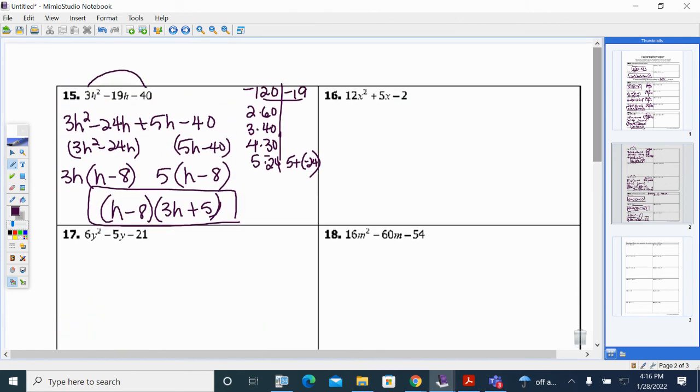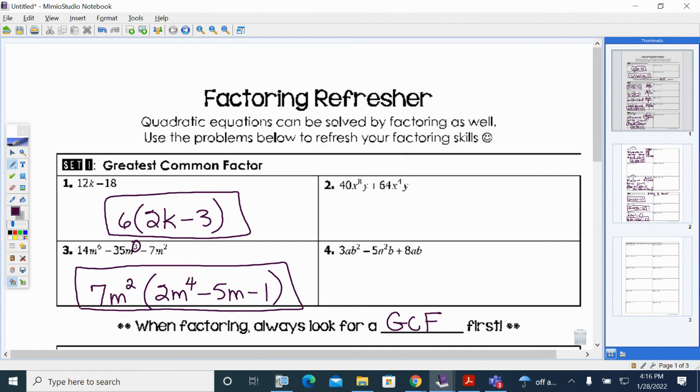So those are the notes that I have for you for your factoring refresher.